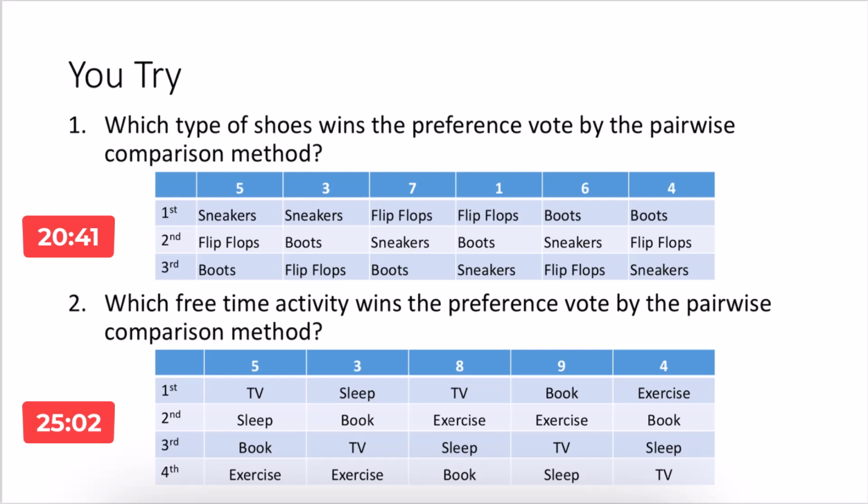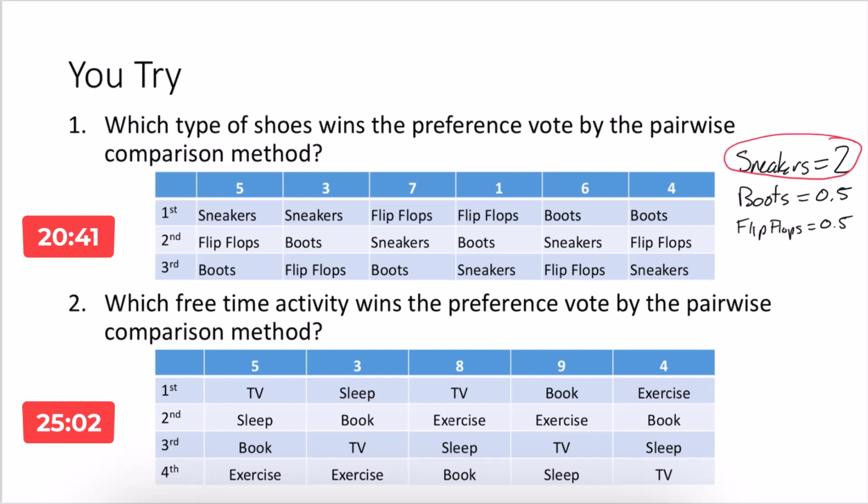Okay, so in this first example, when you do the pairwise comparison, the sneakers option is going to win 2 of the possible pairs, and the boots option will win half of a pair, and the flip-flops option will also win half of a pair. And so the winner in this case would be the sneakers option.